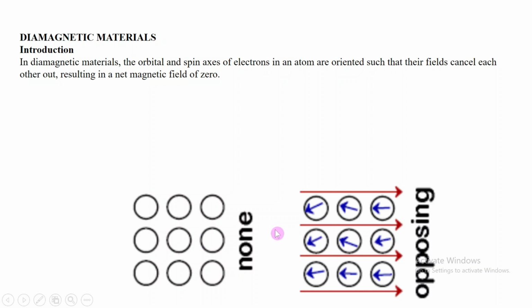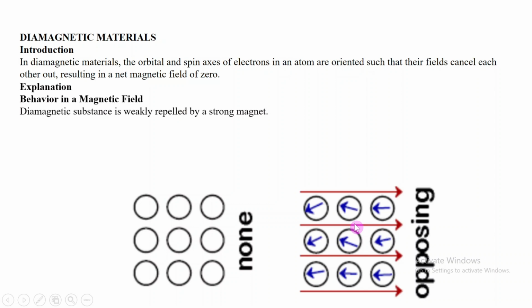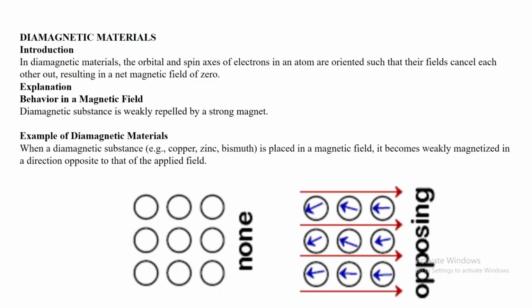In diamagnetic material, the orbital and spin axis of the electrons in atoms are oriented in such a way that their field cancels the effect of the external magnetic field. Okay, so this red color is the external magnetic field, and here the molecular magnets will arrange in such a way that they will cancel the effect of the external magnetic field. Therefore these materials are weakly repelled by the external magnetic field. Examples of diamagnetic materials include copper, zinc, and bismuth. If we place these materials in the external magnetic field, they become weakly magnetized in the direction opposite to the external magnetic field, as we see here.